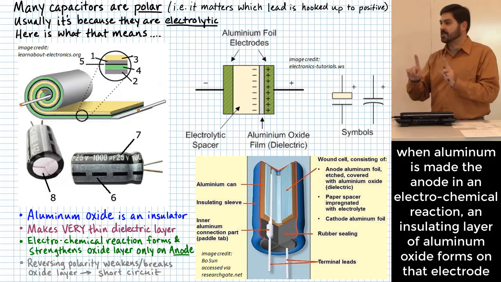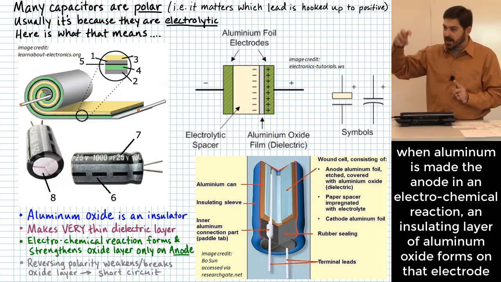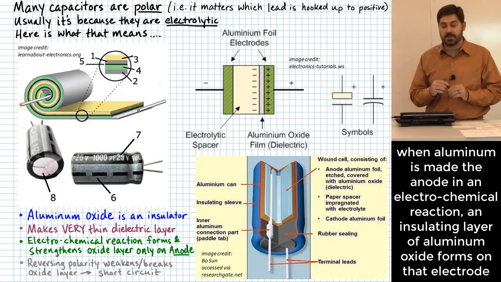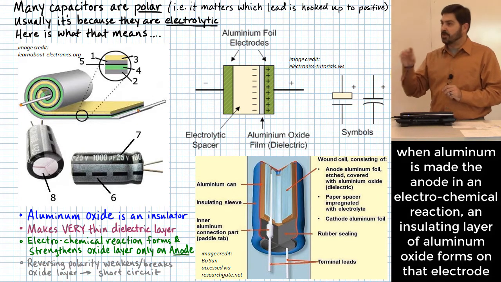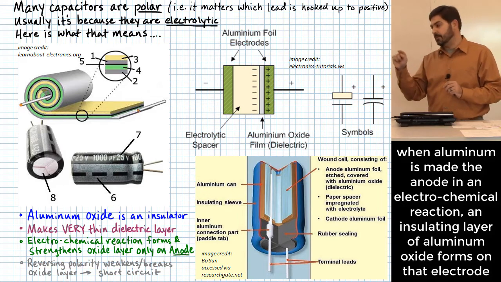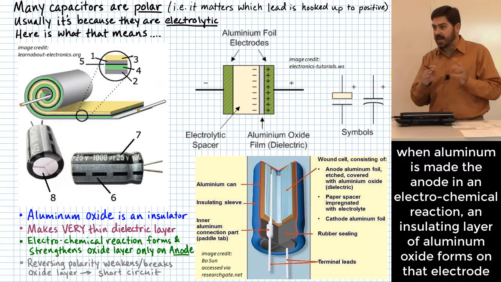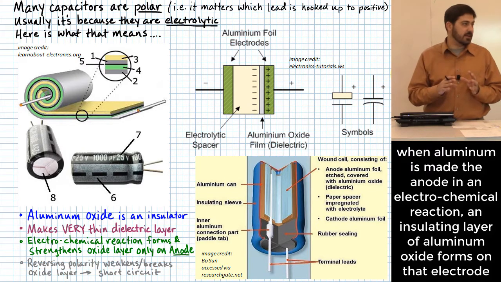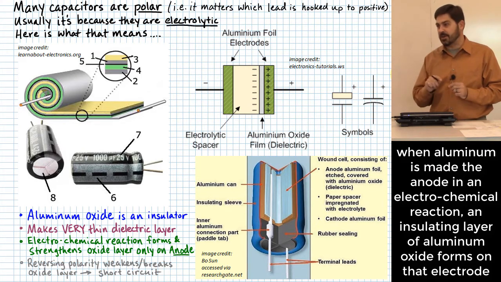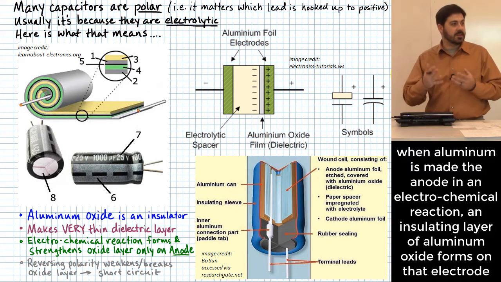Turns out it's the positive electrode, that you put positive charge on, and that's the electrode that the aluminum oxide is going to form on. And as that happens, if you keep using that capacitor in that polarity, that oxide layer will continue to strengthen. Right?